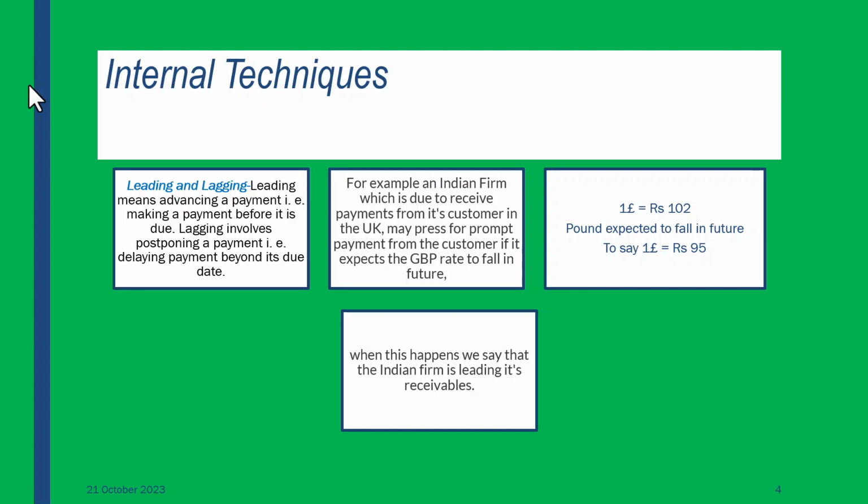Similarly, as an exporter, you're going to receive a payment from your customer, and suppose he happens to be in pounds, and you have exported goods to England. Today the pound is 102, and when you get the payment after some time, the pound falls to 95, so you're going to lose 7 rupees per pound, isn't it? So you can ask your customer to pay early. Of course he will not pay, but you can give him some kind of incentive, so he will pay the money. So you're not going to lose that 7 rupees. This is called leading your receivables.